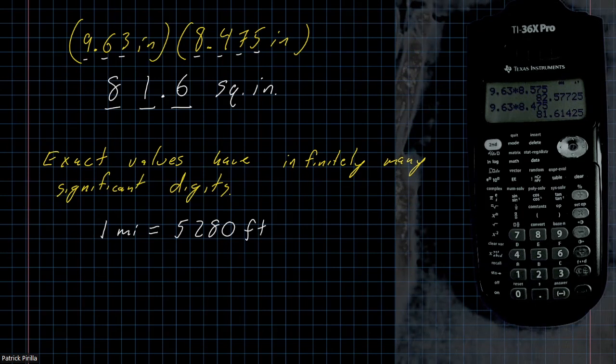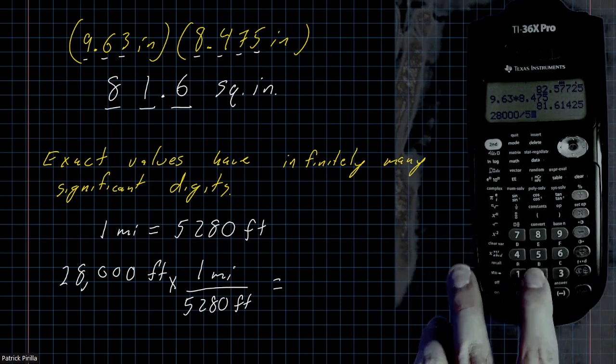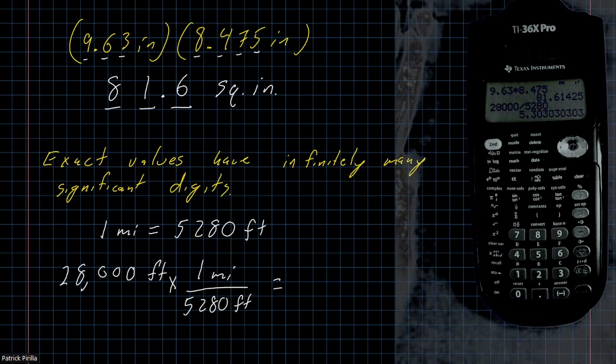So if I want to take the measurement of 28,000 feet and I want to convert that into miles, I'll multiply by 1 mile over 5,280 feet. I realize that's going to be a division problem. So I ask my calculator, what is 28,000 divided by 5,280? And I get this horrible decimal value.